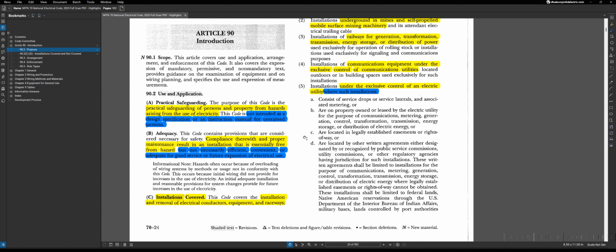But that concludes our first introductory lecture here, just going over some of the history of the NEC, how it's developed, as well as its purpose. In our next lecture, we'll get into how to actually use the NEC in terms of how it is broken down. When we make references to the NEC, how do we know where to go for that reference, and so on and so forth.